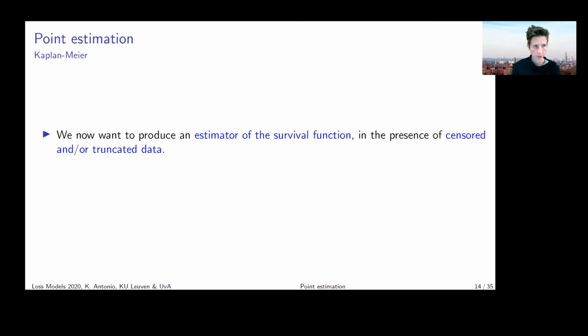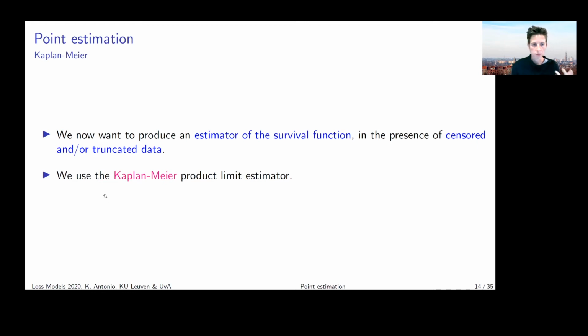So what we want to do now is come up with a tool, and that's the famous Kaplan-Meier estimator. We want a tool to produce an estimator of the survival function in case we have these censored and/or truncated data, right? The whole idea is that we have to be careful. We cannot just use the empirical CDF in case our data are subject to truncation and censoring. We need to come up with an adjusted empirical distribution, right? So let us first explain how that would work.